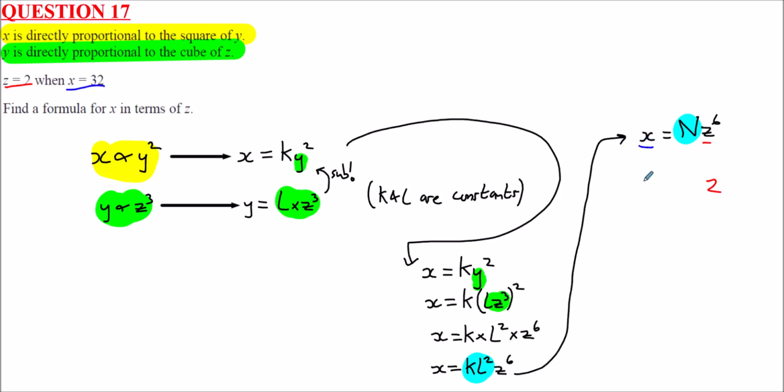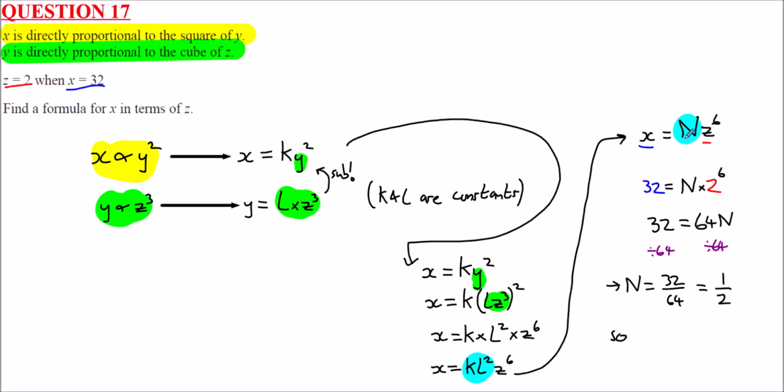So substituting these values in, you get 32 equals n multiplied by z to the 6, which is 2 to the 6. 2 to the power 6 is 64, so 32 equals 64 times n. Therefore, dividing both sides by 64, we can then find out what our value of n actually is. So n is 32 over 64, which of course simplifies down to exactly half.